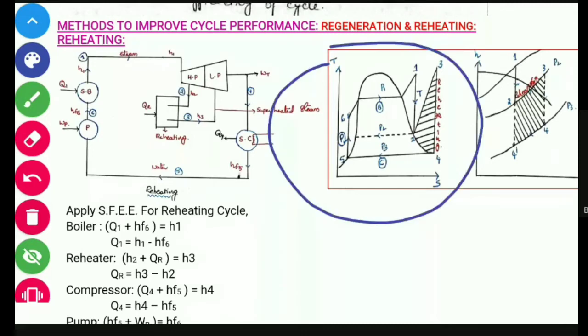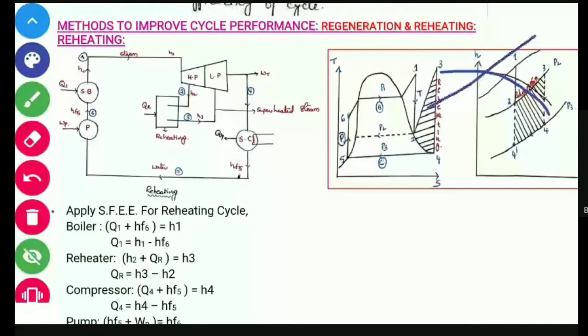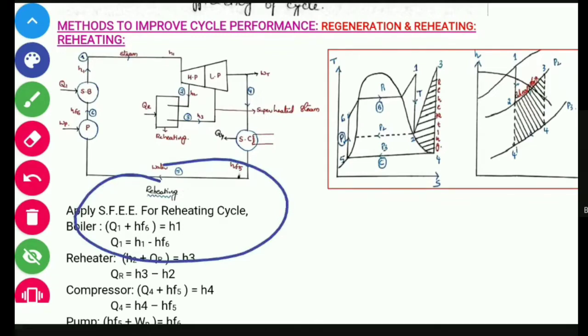Like that, this is the process. So this is the HS diagram I told you for different pressures, P1, P2, P3. Remember, P2 and P3 are the same, and at constant pressure reheating is done. So this is the layout. Now let us apply the steady flow energy equation similar to the Rankine cycle.